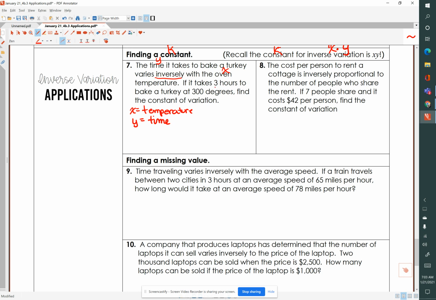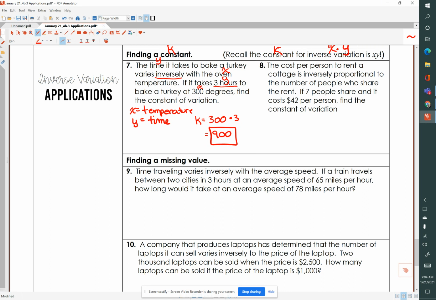Okay, so if it takes 3 hours, that's our y value, to bake a turkey at 300 degrees, find the constant of variation. So k is going to equal 300 times 3, because k is x times y in inverse variation problems. So 300 times 3 is 900, and that is the constant of variation. So let's go on to number 8.